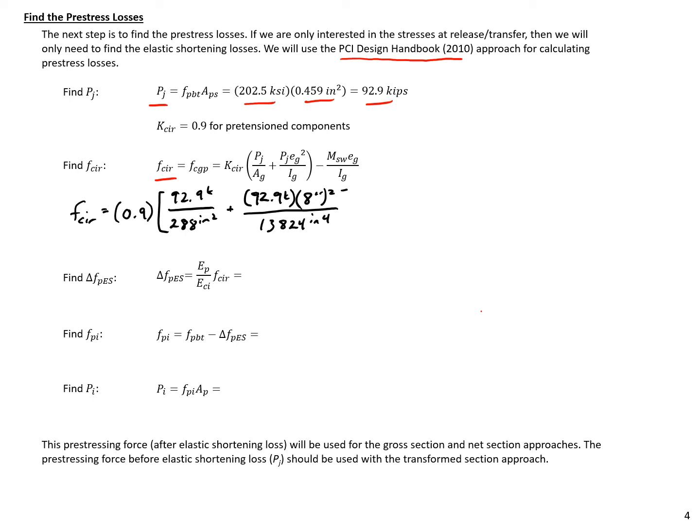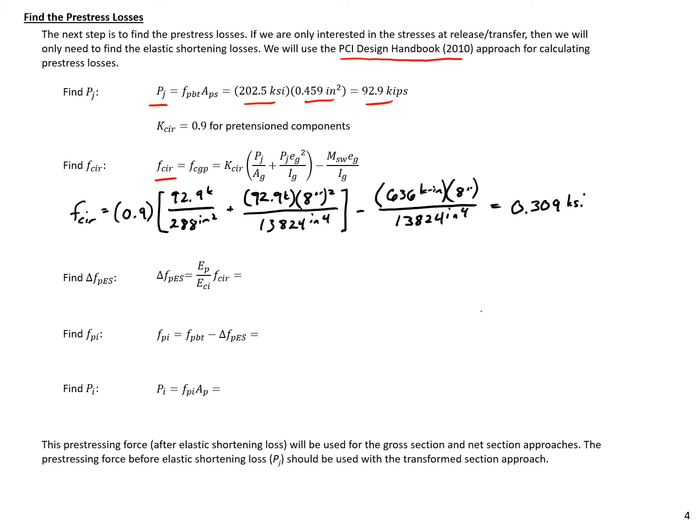And then we'll close our bracket there, and then minus our self-weight moment, which was given here as 636 kip inches, times 8 inches divided by our gross moment of inertia, 13,824, will give us a stress here of 0.309 KSI.